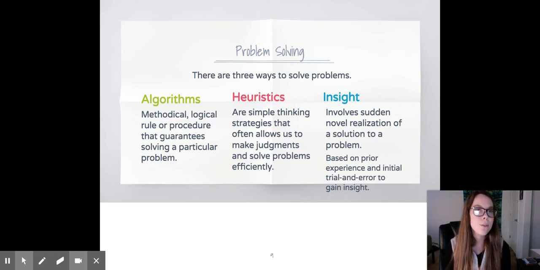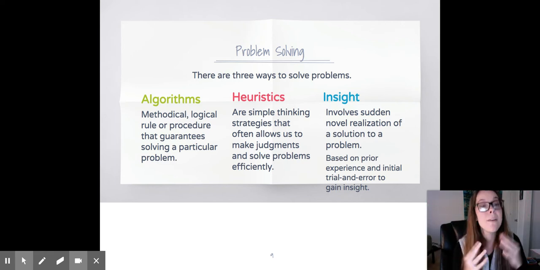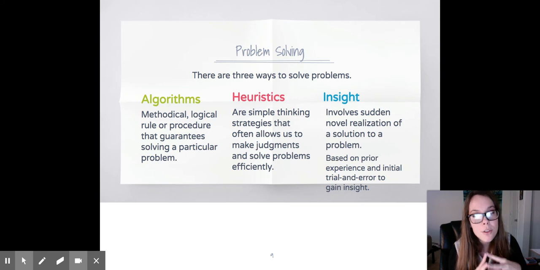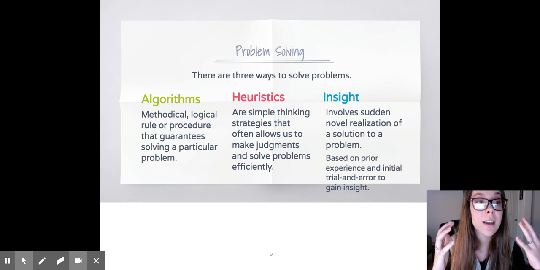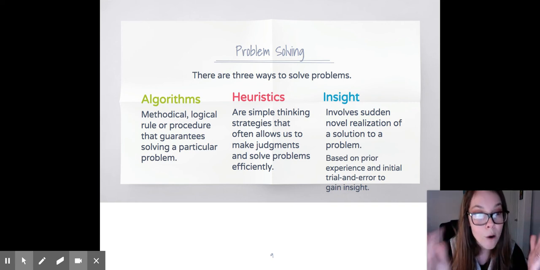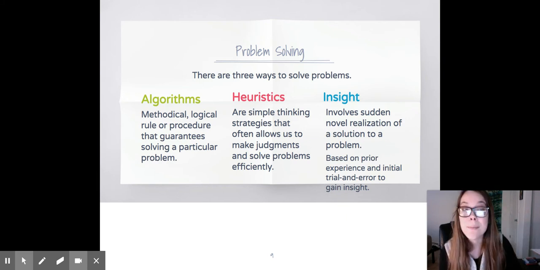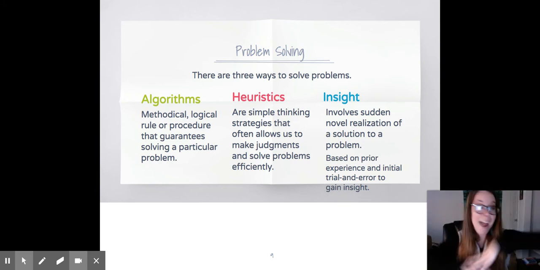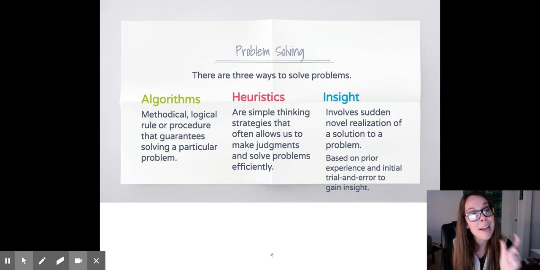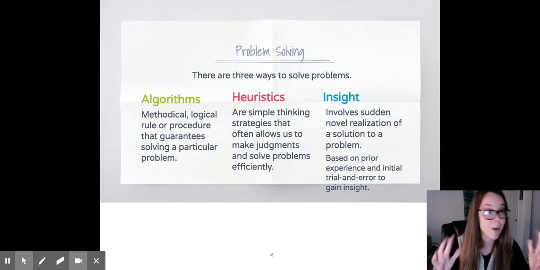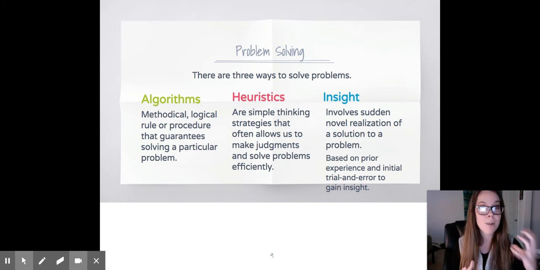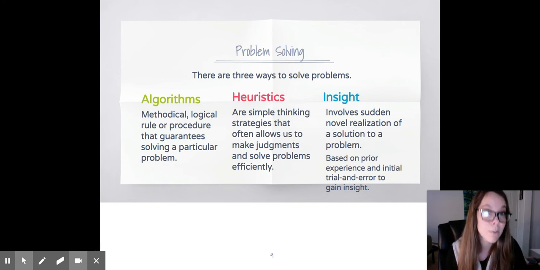But there are 3 other ways to solve problems. We have algorithms. These are methodical, logical rules or procedures that guarantee solving a problem. For example, an algorithm is like a formula that always gives you the right answer. If you want to know the slope of something, y equals mx plus b, my people. Why do I know this now? I don't know, but here it is. So we use algorithms to get the exact answer. Algorithms for problem solving are the best. They are the most secure with the correct answer, right? If we plug this into the formula, we're going to get this.